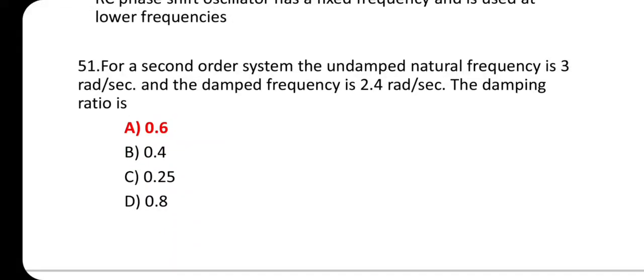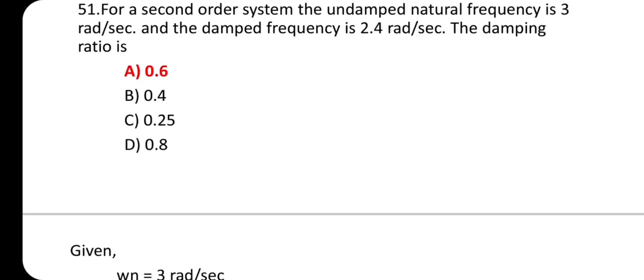Question number 51. For a second order system, the undamped natural frequency is 3 radian per second and the damped frequency is 2.4 radian per second. The damping ratio is, answer is option 0.6.